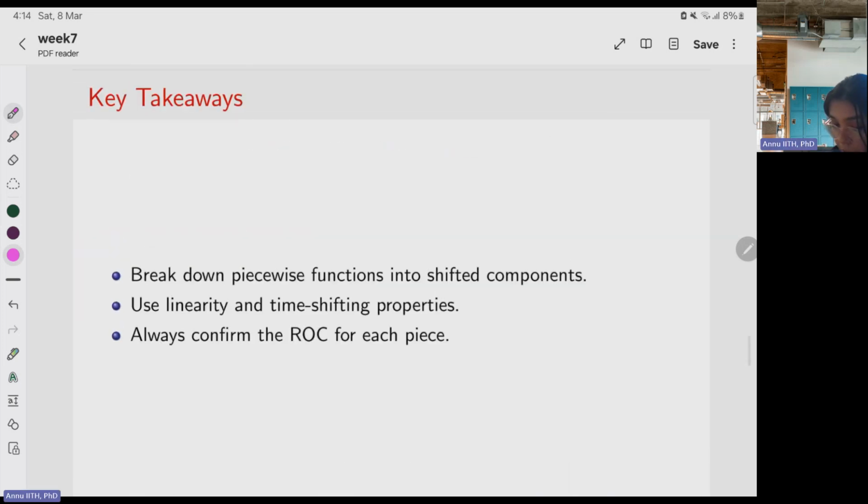So the key takeaways are: break down the piecewise function into simple shifted components, use linearity and the time shifting properties, and always confirm the ROC for each piece.